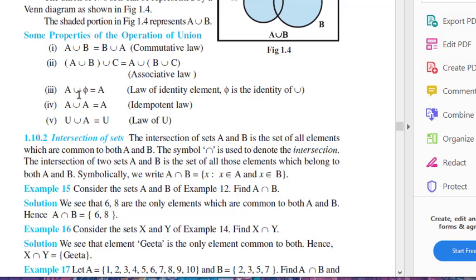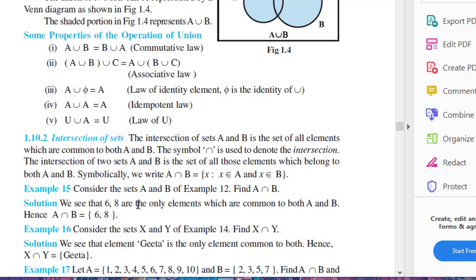Now the union of A and a null set. When you take the union of A and the null set, you will get your set A. This is called the law of identity. It means you are taking all elements which are in A and in the null set, so you will get set A itself. If you take the union of set A with A itself, then again you will get set A. This is called the idempotent law. And finally, the union of the universal set and set A is the universal set.